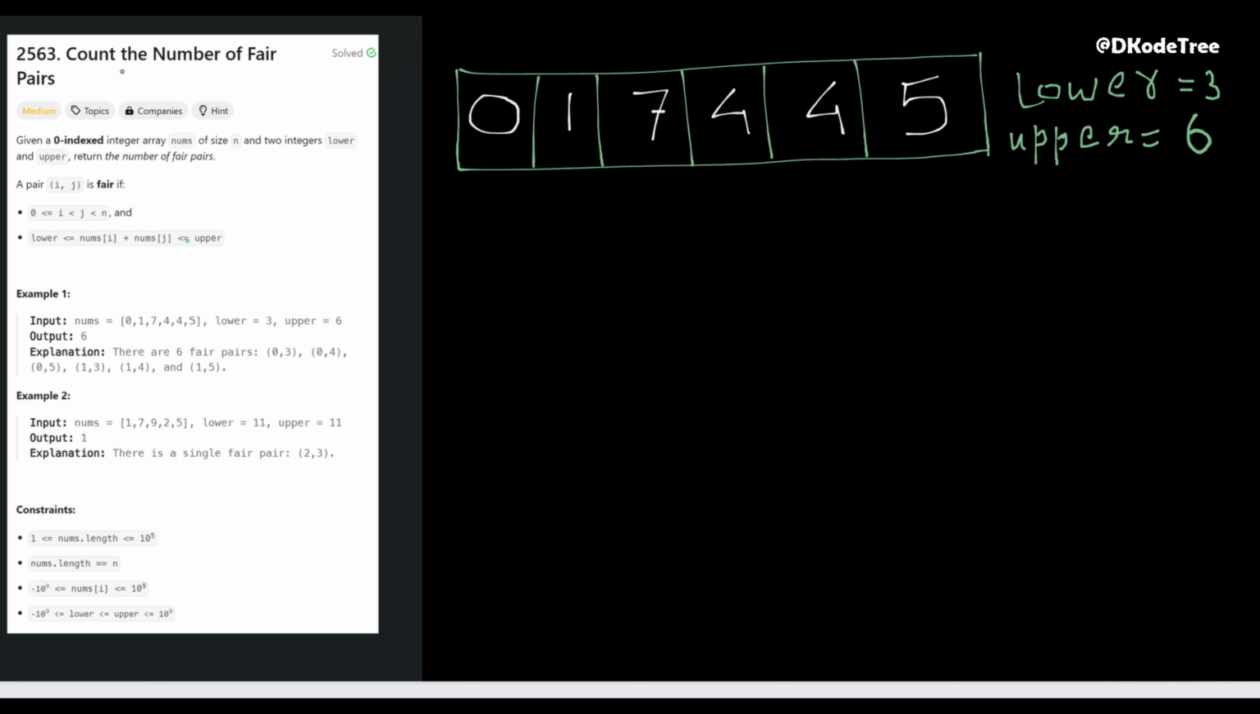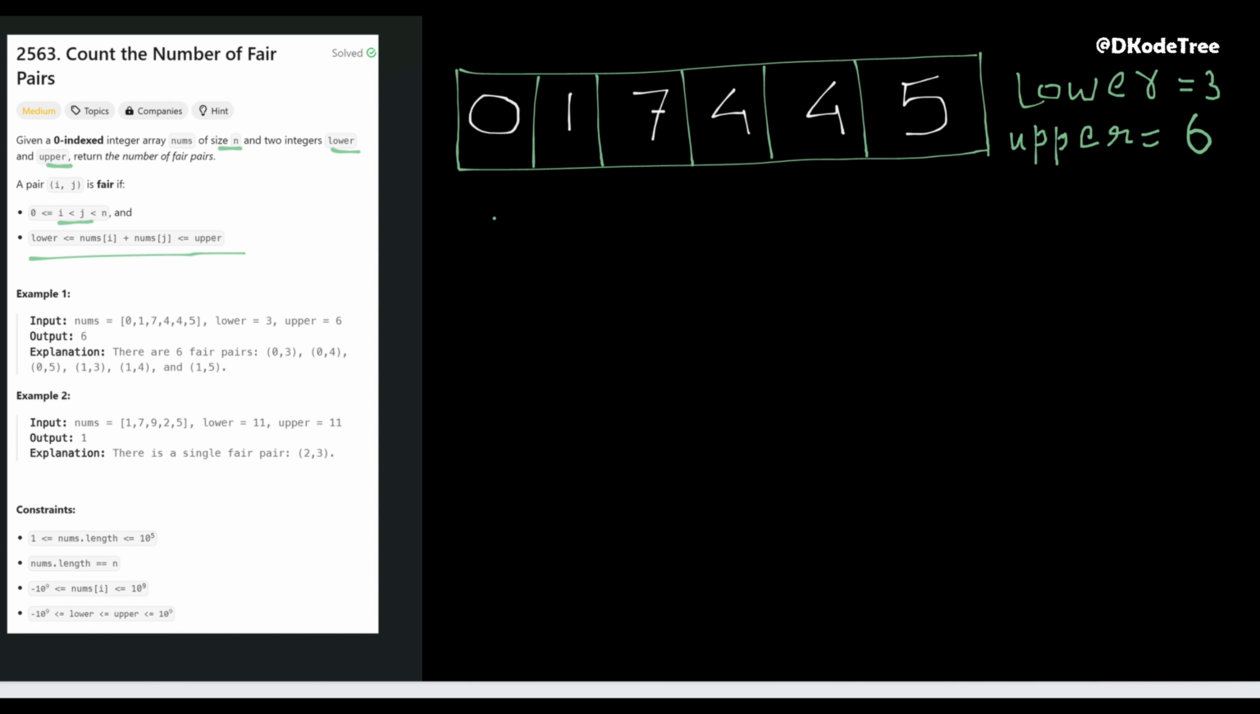Let's solve LeetCode 2563, Count the Number of Fair Pairs, today. Given an array of size n, we have to find the number of pairs that satisfy the given condition. That is, the sum of both the numbers should lie between a given lower bound and upper bound, and the indices of both the numbers should be in order, that is i less than j. This ensures that we don't check a pair more than once.